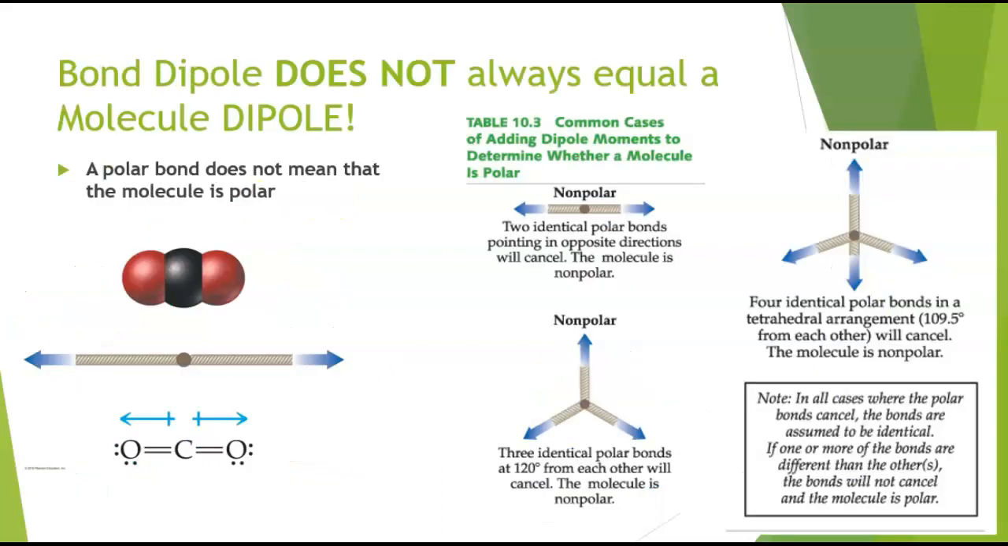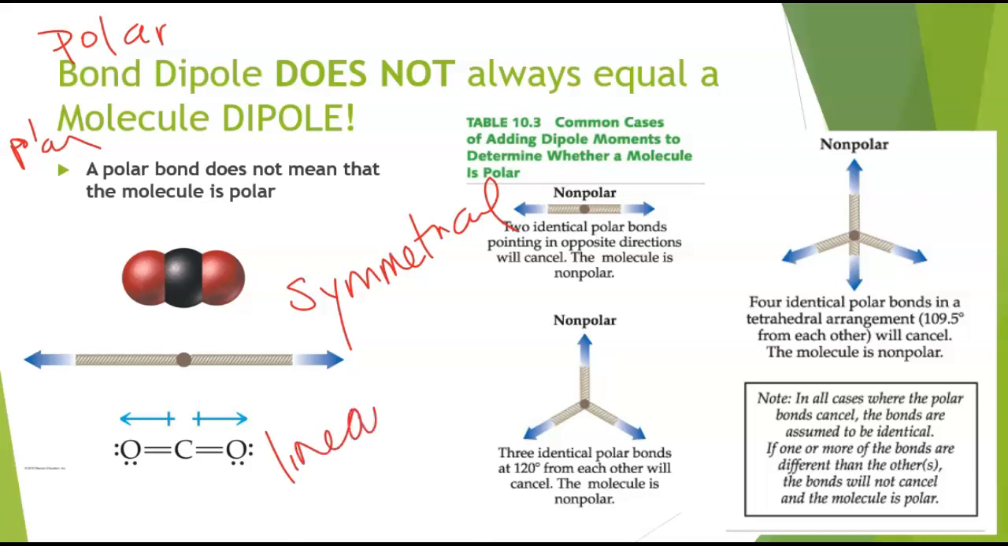All right, so just because we have a bond dipole, meaning that we have a polar bond, does not mean that we have a molecule dipole or a polar molecule. If the dipoles cancel out, then we are going to see a nonpolar molecule. The way that we see that is if we have a symmetrical molecule, something that is linear, trigonal planar, or tetrahedral. If you have these shapes, assuming in this case that all the bonds are identical, meaning they're all bonded to hydrogen, or all bonded to fluorine, or whatever, then the bonds will cancel out if the molecule is symmetrical like shown.